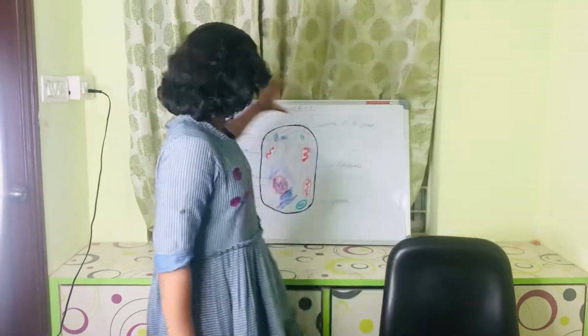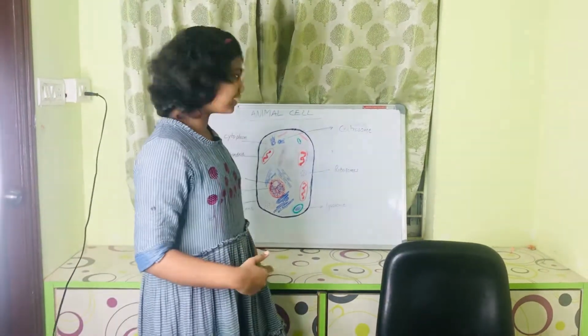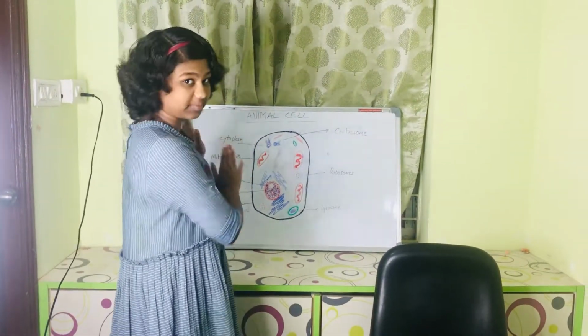So anyways, I've got a diagram of an animal cell here, but we are also going to learn about plant cells as well as animal cells. I've just got an animal cell right now here.